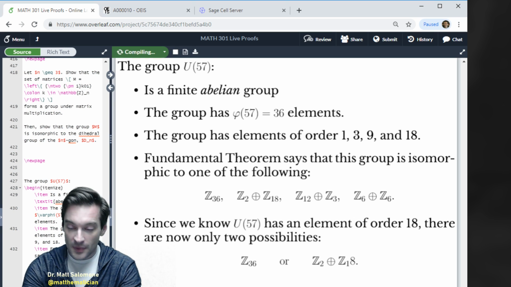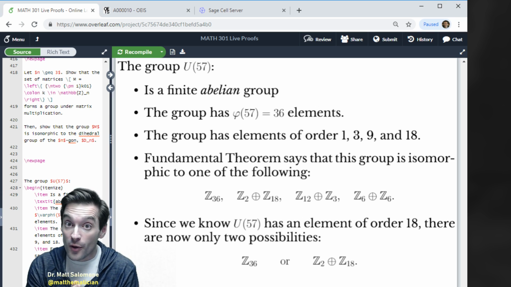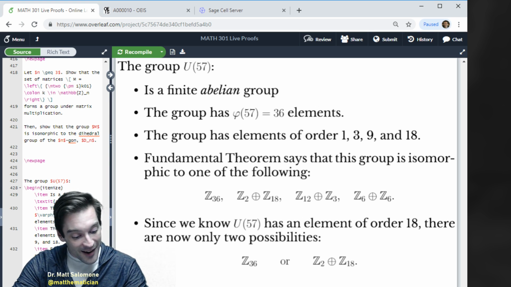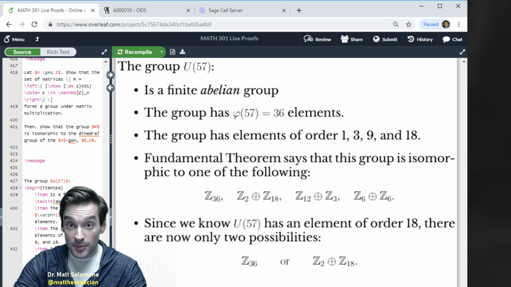So we're down to the wire. We have to make a call. We could flip a coin. I don't particularly feel like flipping a coin on this. So let's think if there's anything else that we could do to try and distinguish between these 2 groups, Z36 and Z2 direct product Z18.